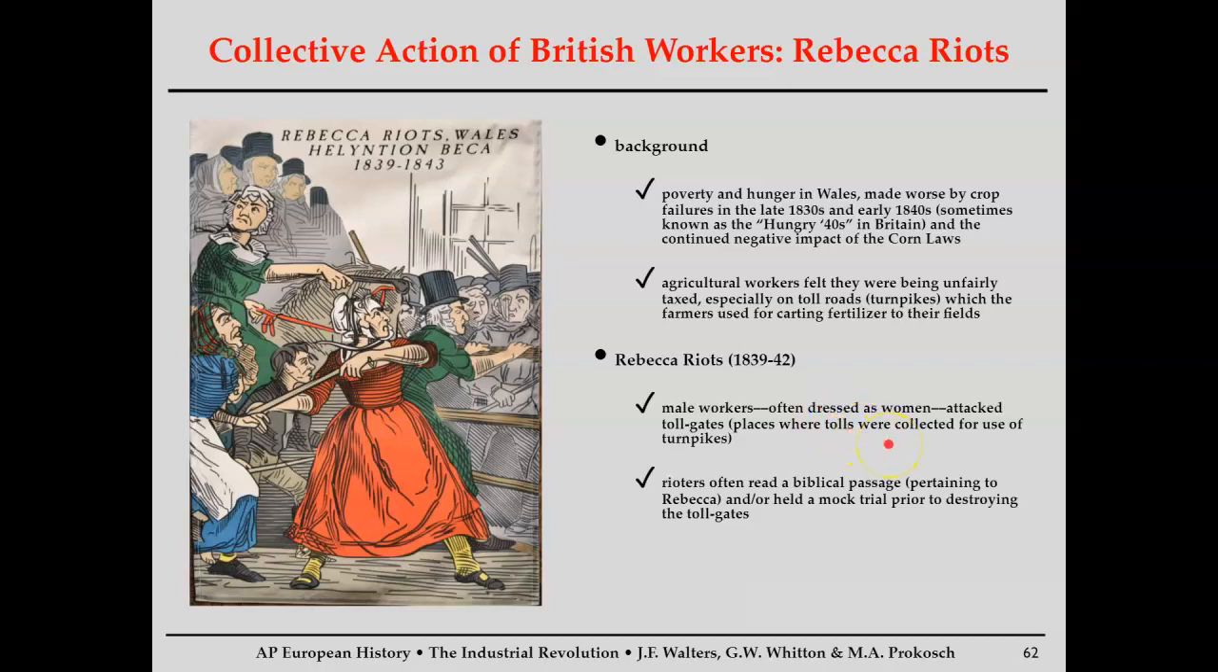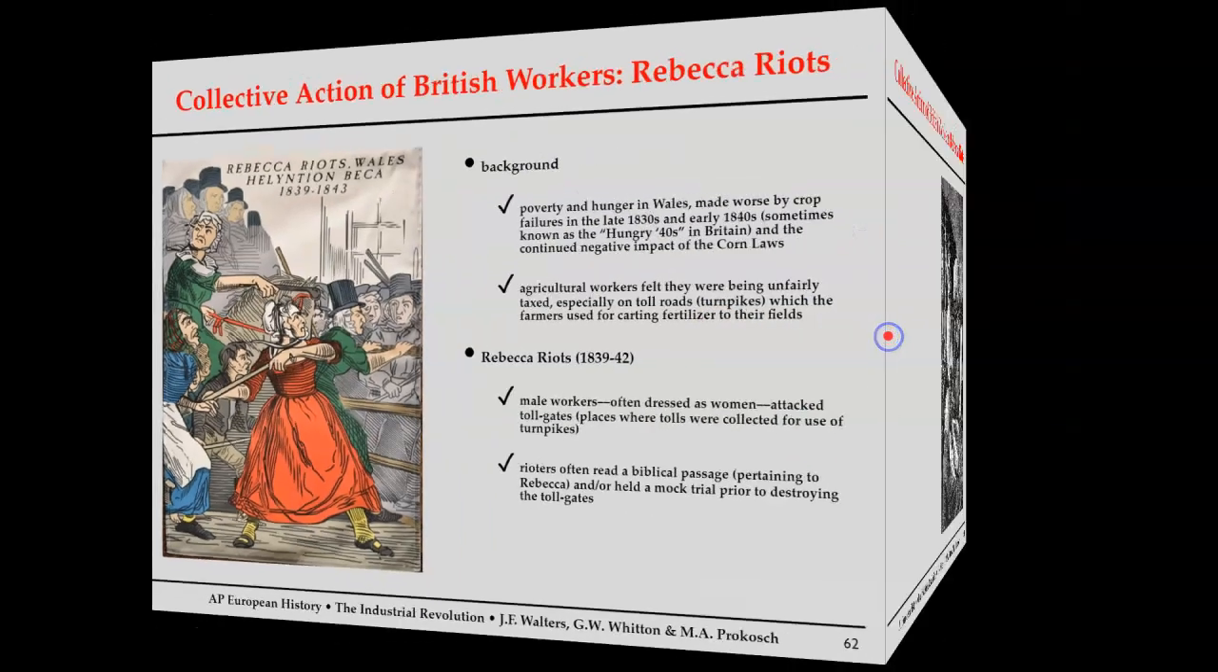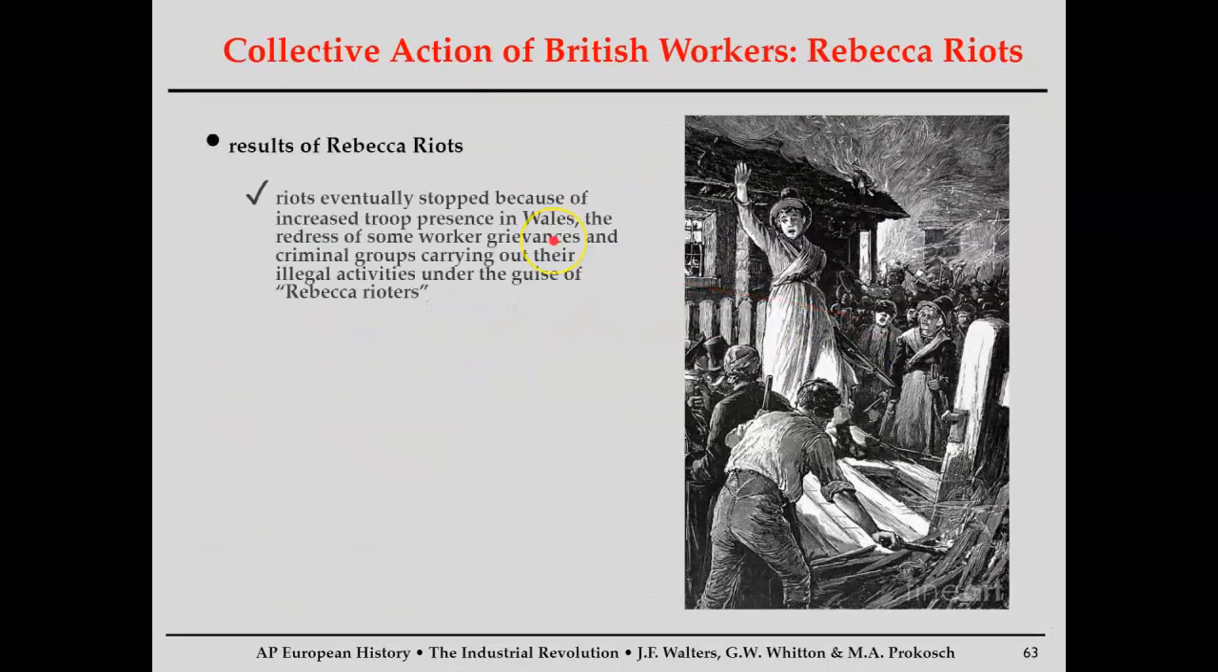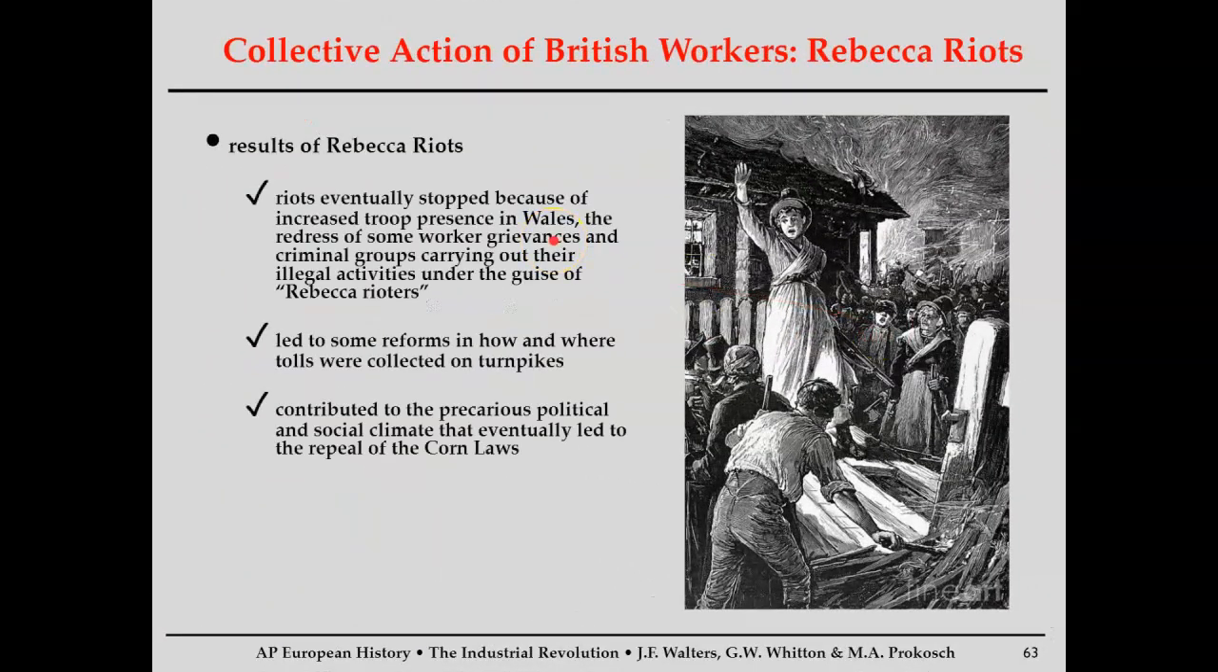And they would read like a biblical passage involving the name Rebecca, and then they would destroy the toll gates. So they're just hilarious people in hindsight. So once again, though, we see working class consciousness trying to attack the thing they believe is making their lives worse. So, once again, what does the British government do?